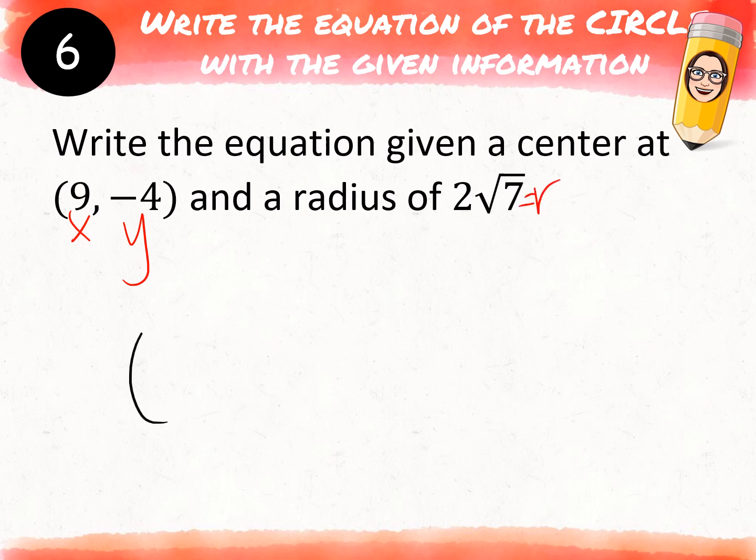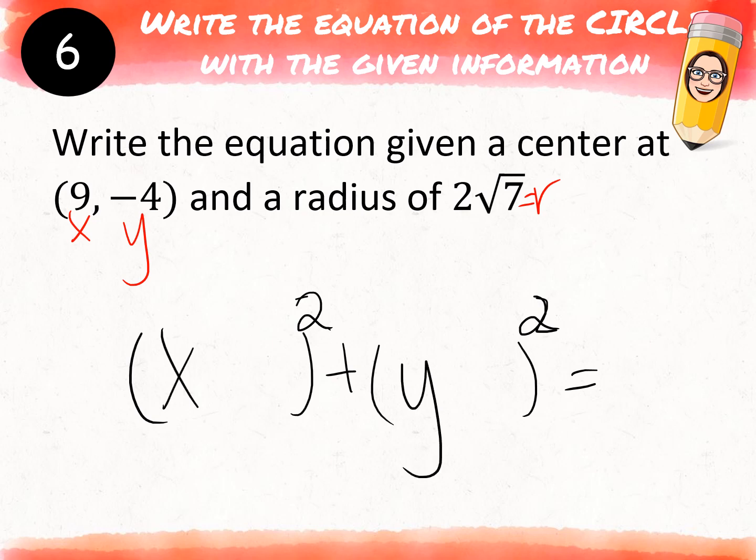Again, memorize that general layout. Sorry, my handwriting's off today. Oh my goodness. We've got an X and we've got a Y. Let's fill it in. I'm going to fill in a -9 and a +4. Now we've got to do a little bit of work here. It says that my radius is 2 square root of 7. I need to square that for my answer.